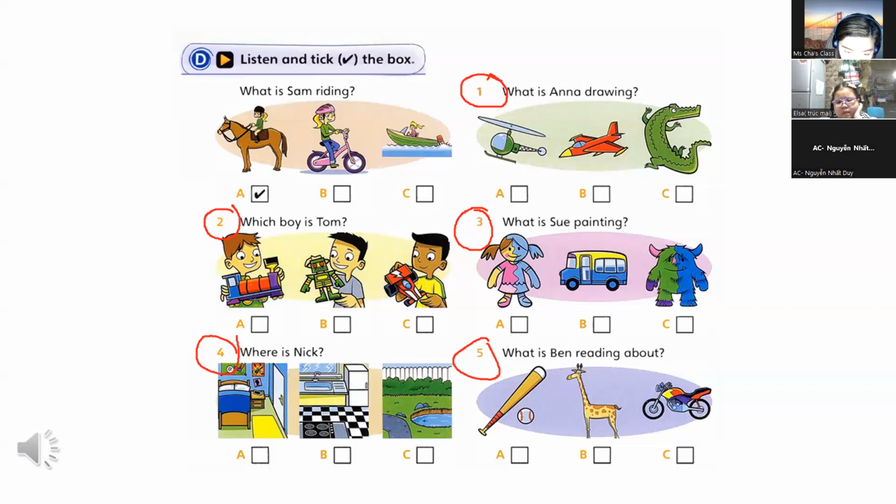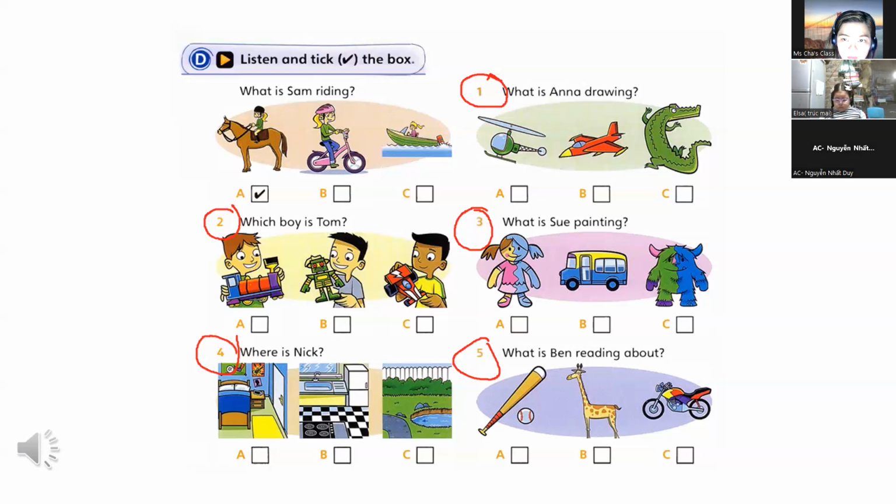1. What's Anna drawing? What are you drawing, Anna? Are you drawing a crocodile? No, Mum. Look. Oh, it's a plane. It's very good. Thanks. But I can't draw helicopters.